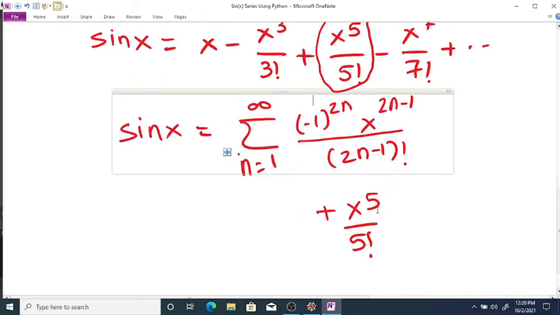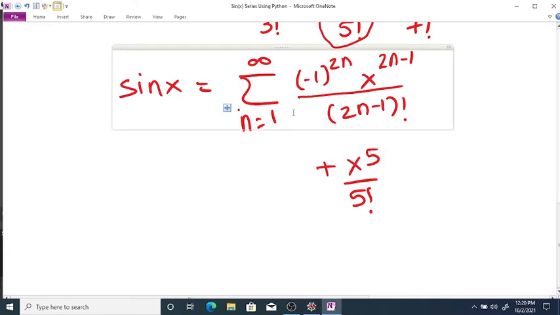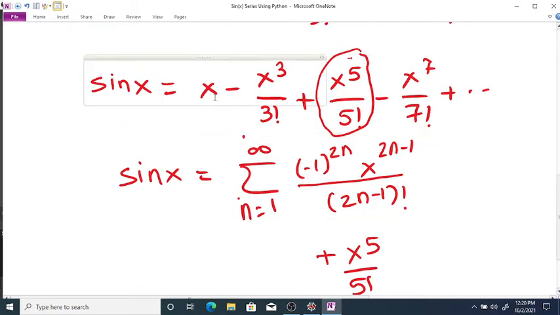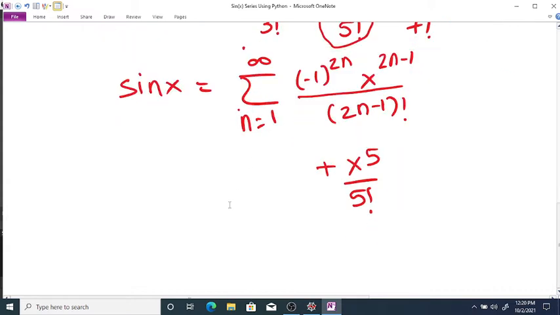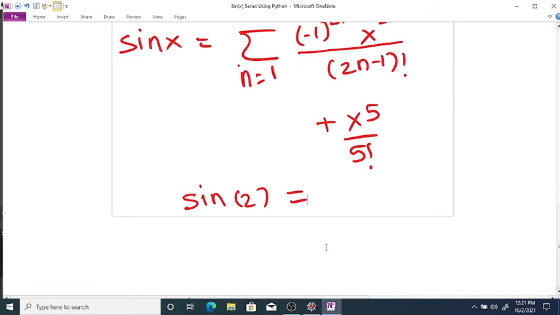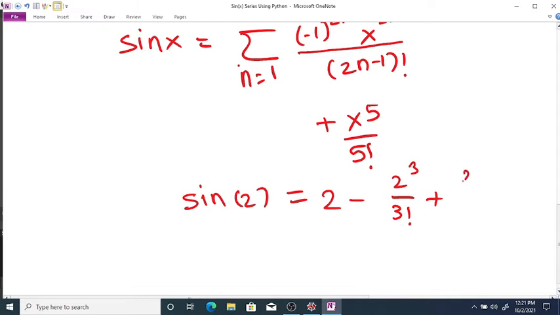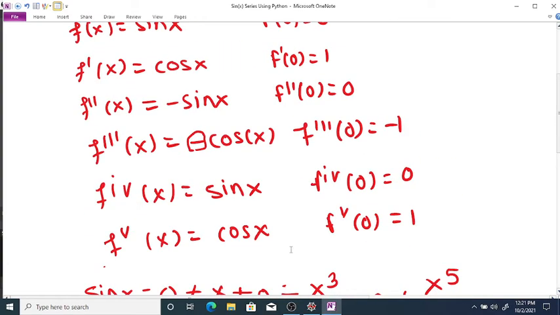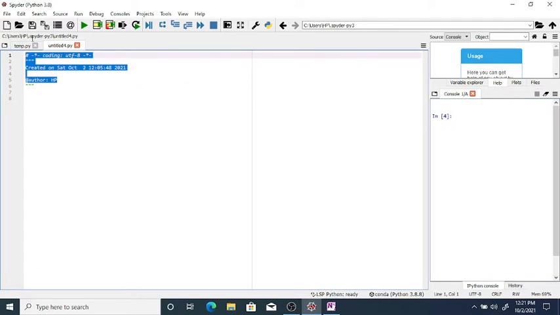So by using this formula you can obtain the sine series expansion for any given x. Suppose you want to determine sine 2, then just put the value in radians. So just put x equal to 2, then 2 cube upon 3 factorial. For example, if you want to determine the value of sine 2 up to 3 terms, then it is 2 minus 2 cube by 3 factorial plus 2 raised to 5 by 5 factorial. If you simplify this, you will get the approximate value of sine 2 using the Maclaurin series expansion. Now we are going to code this in Python.